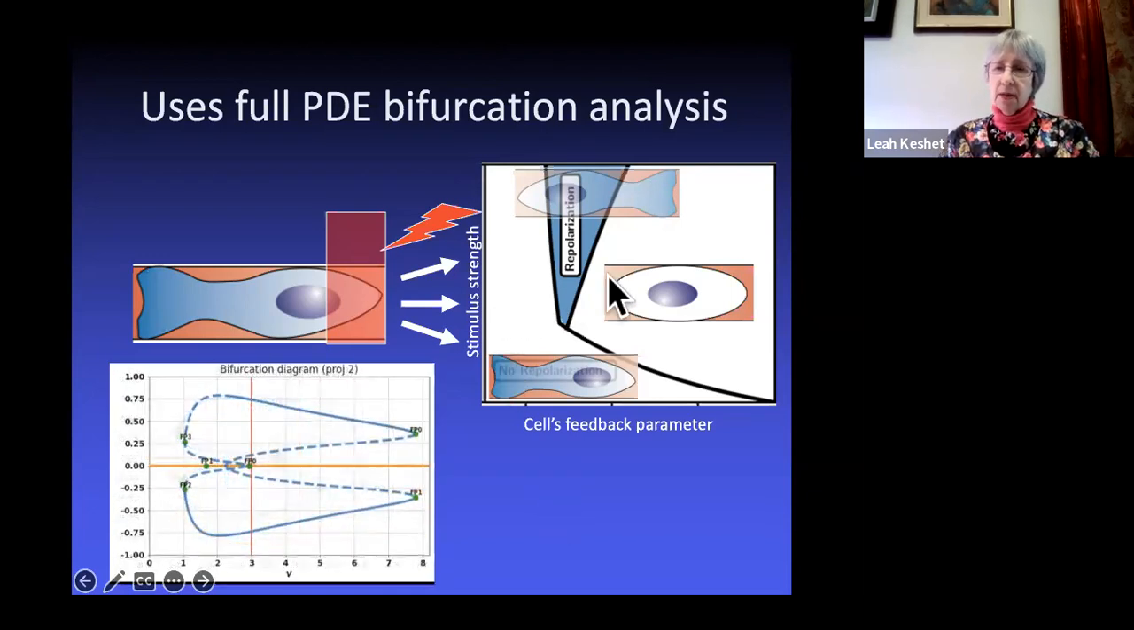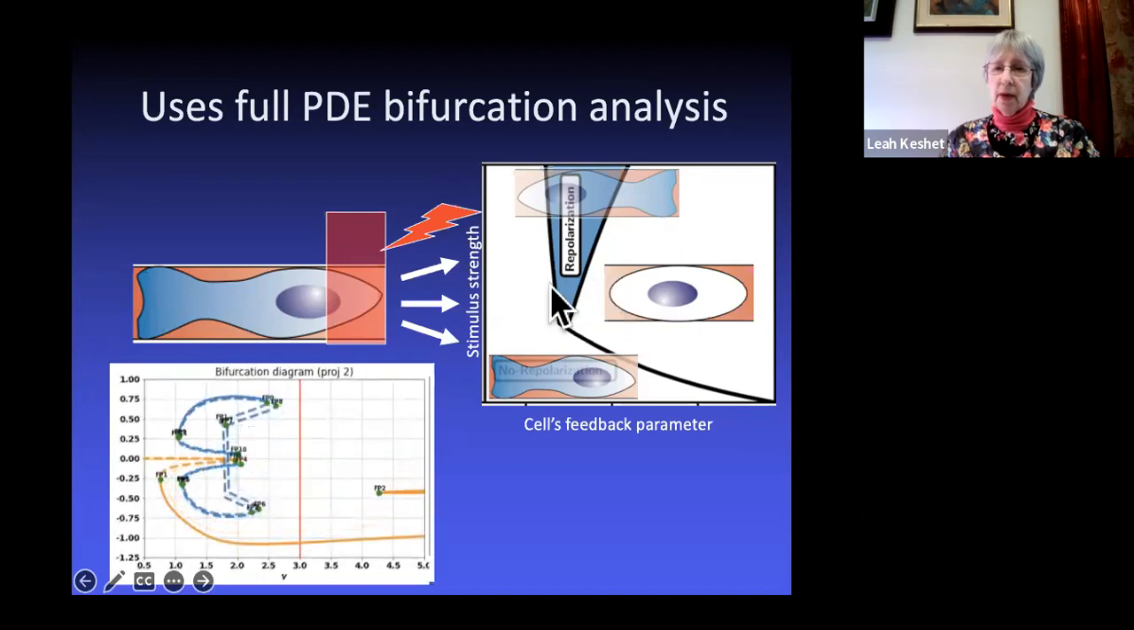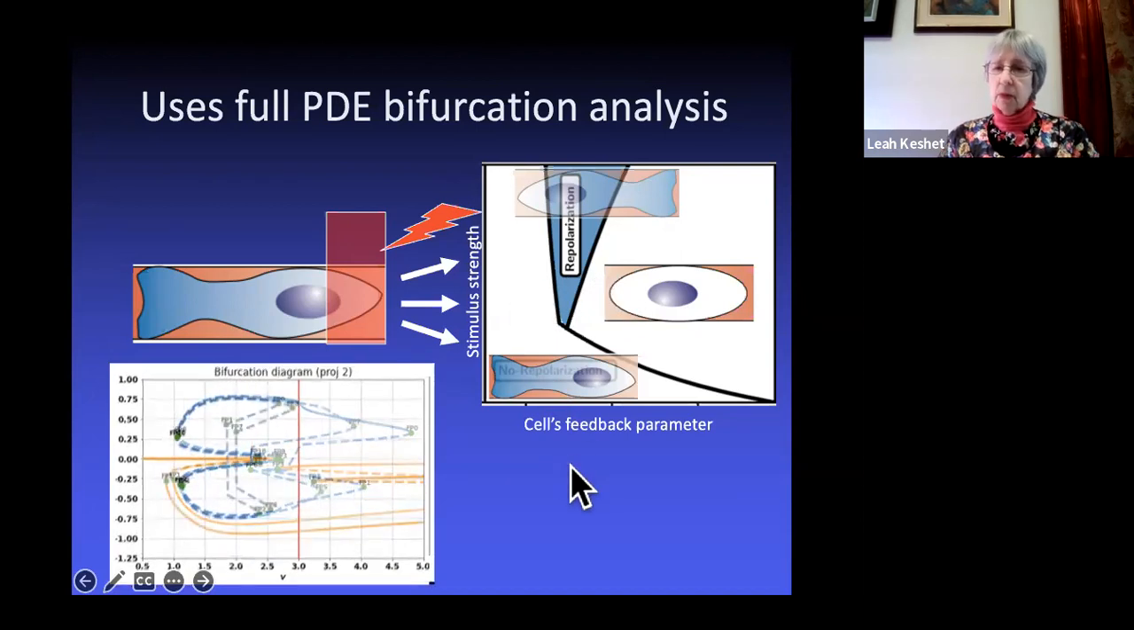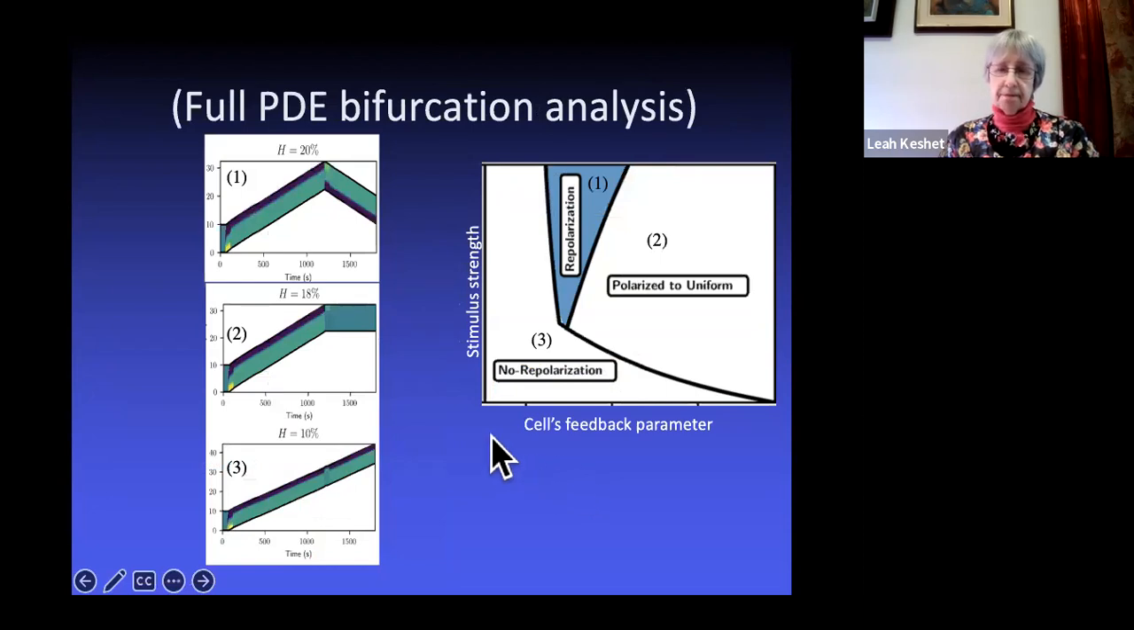And otherwise, you either lose polarity or just fall back to the same polar state. And these are just some simulations in 1D moving domains that show the same idea, where some stimuli polarize the cell. Here, the first stimulus polarizes the cell, and the second one, in this case, repolarizes it. In the other case here, it completely causes the cell to lose polarity, and here the cell just continues in the same direction.